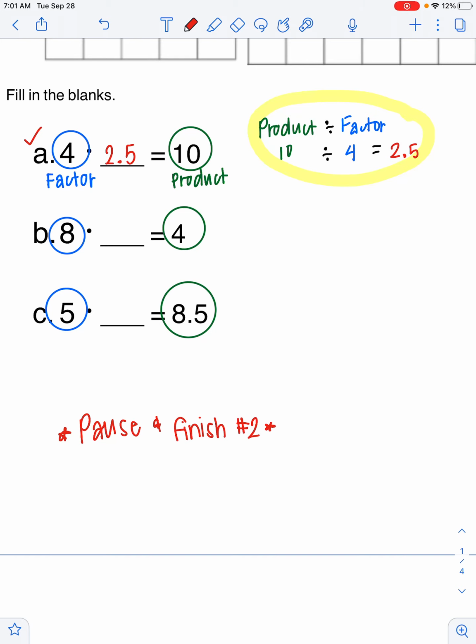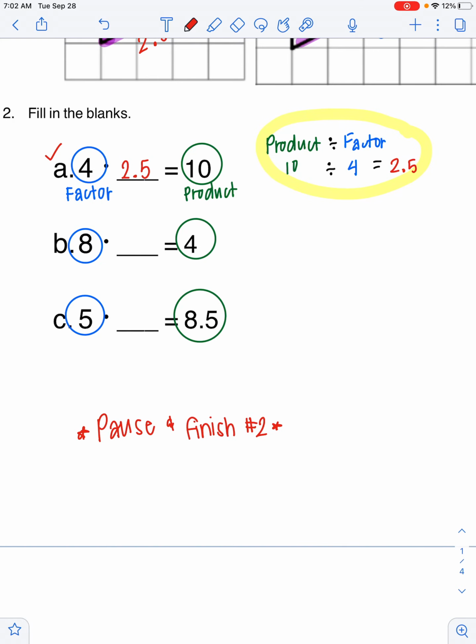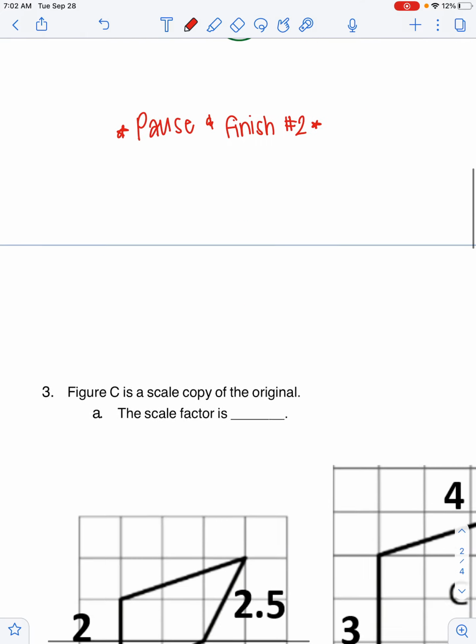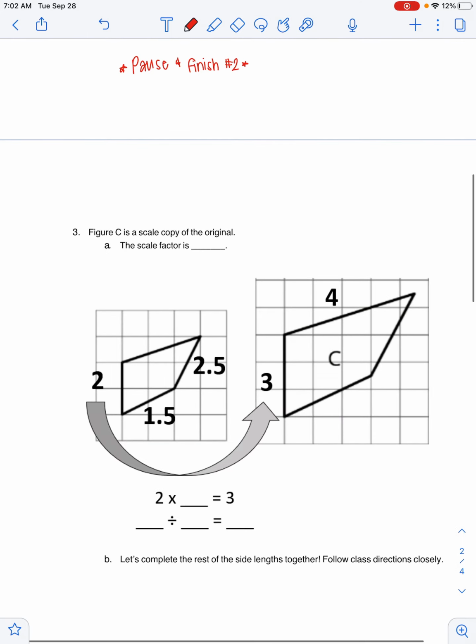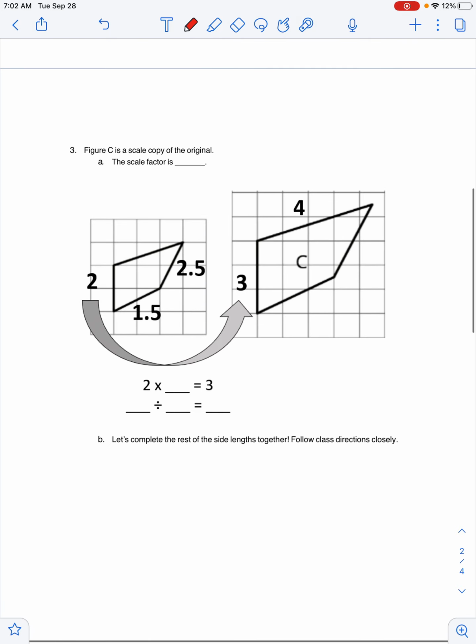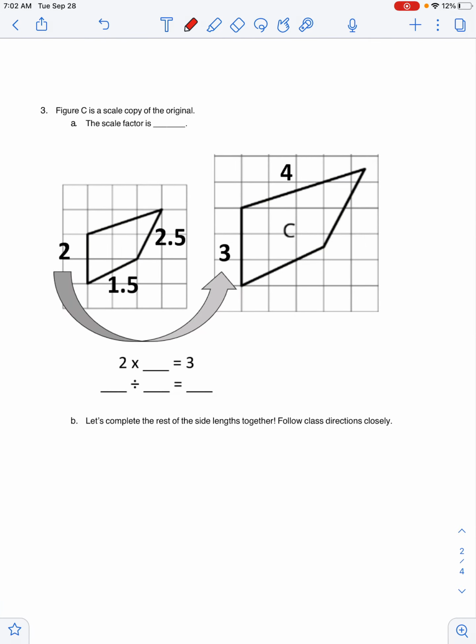Okay, so if you're still watching the video, you should have done question 2. If you haven't, pause and unpause when you're ready. The final question is question 3. And question 3 is really similar to question 2, but we're going to have to use some of the inverse operations that we used in question 1.